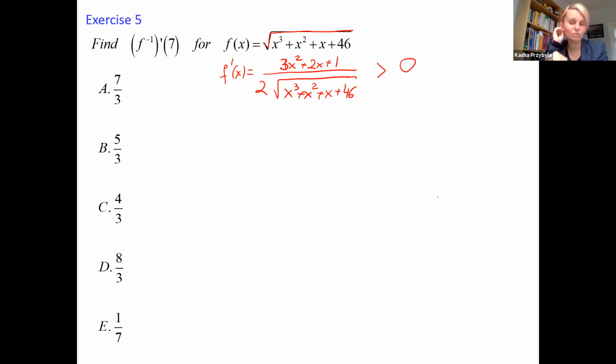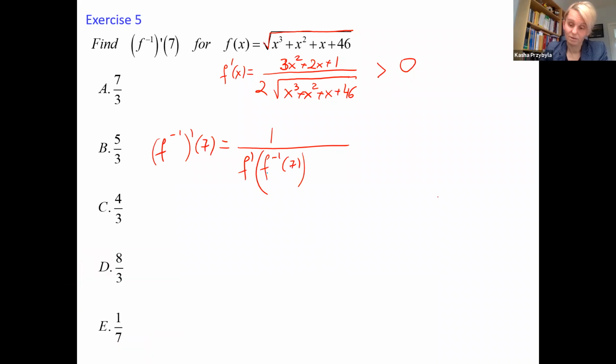Of course, we have a certain domain, because we want the expression under the square root to be positive. But okay, we do have the derivative, because we will need the derivative. And it's always positive, a strictly increasing function, 1-to-1. Okay, now what we're looking for: f inverse prime at 7 equals 1 over f prime of f inverse at 7.